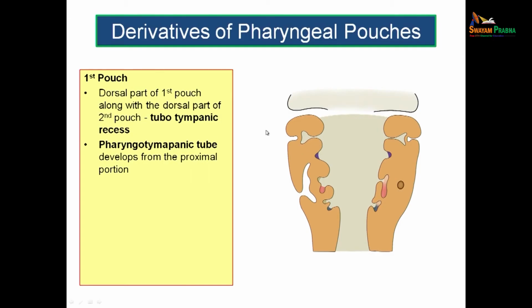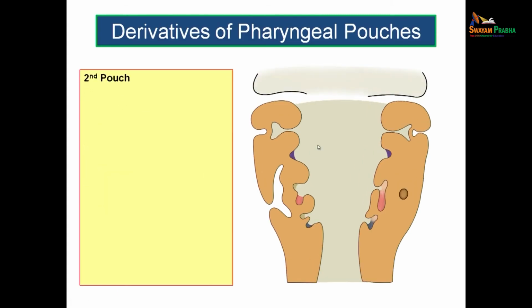The main derivative from the proximal portion of the tubotympanic recess is the pharyngotympanic tube, and this is the distal part and this is the proximal part. The proximal part is giving rise to the pharyngotympanic tube and the distal portion is giving rise to the medullary cavity and tympanic antrum. So these are the major derivatives of the first pouch.